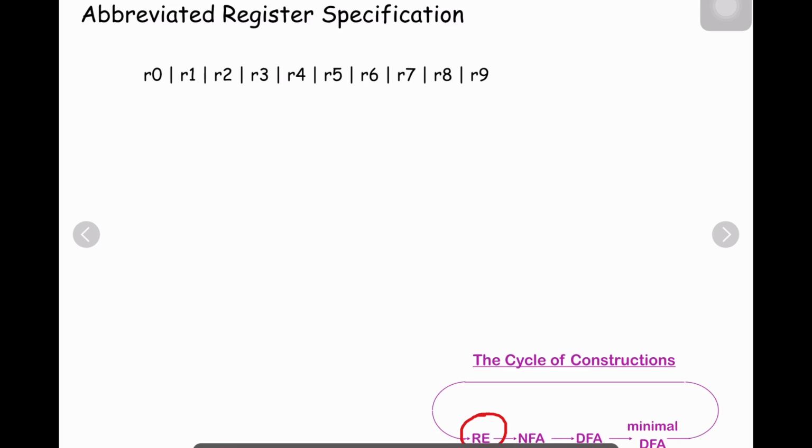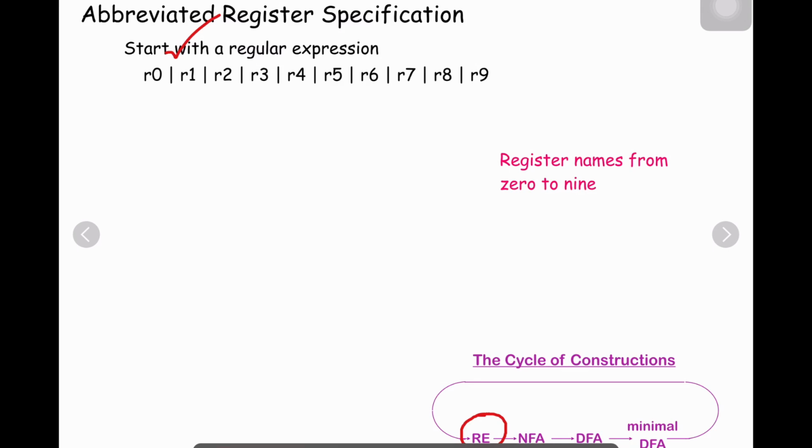How to recognize it? It is one of the expressions. Either your NFA is accepting R0, R1, R2, R3, R4, any one of them it will accept. The pipe symbol is indicating either accepting R0 or R1 and like that, right? So these are the register names, starting from 0 to 9. Start with a regular expression. This you call a regular expression.